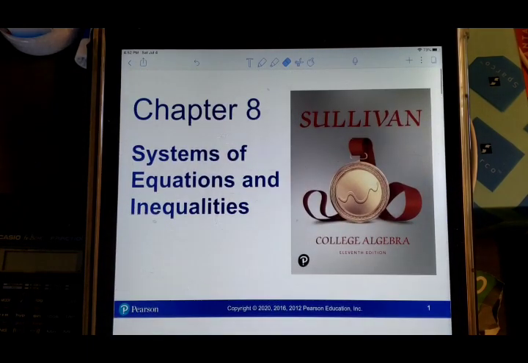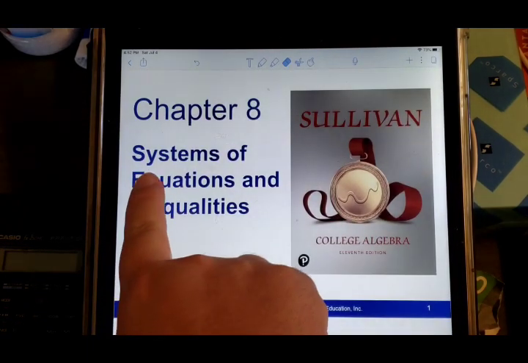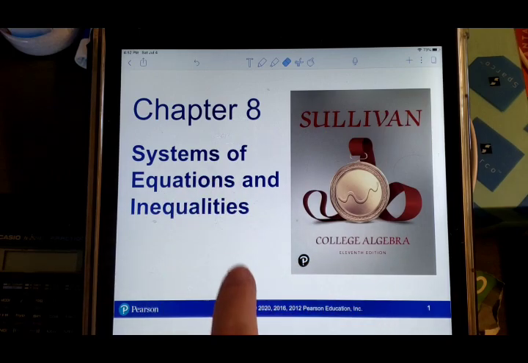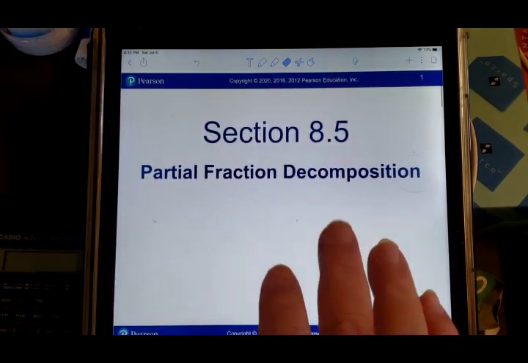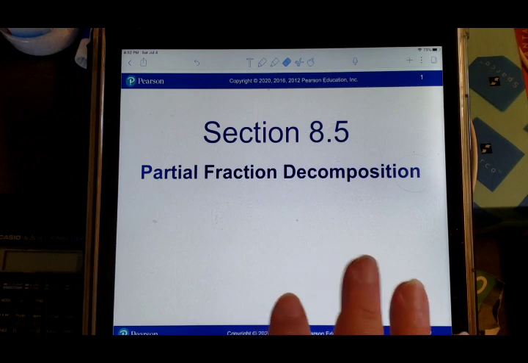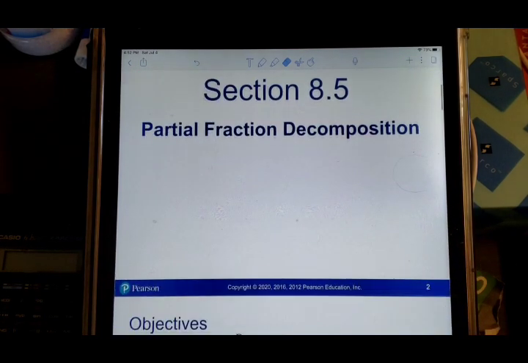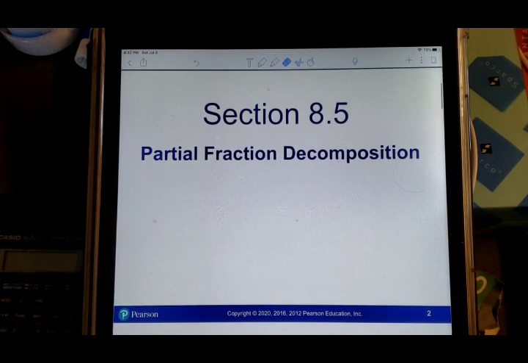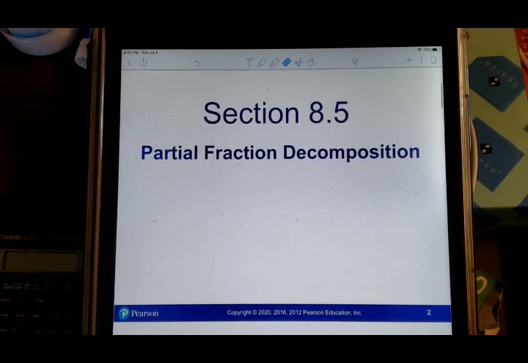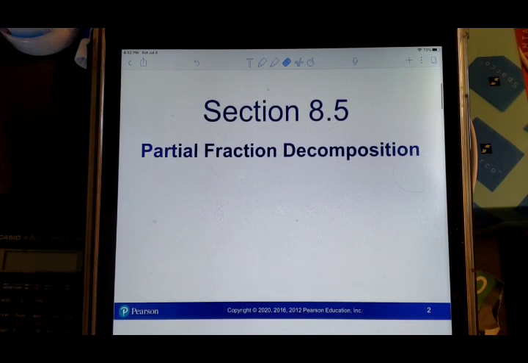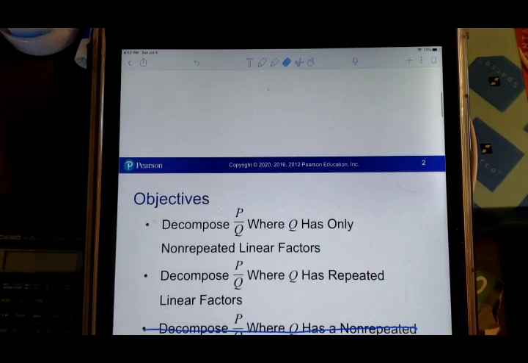It's part of chapter 8. By the way, notice the name of chapter 8, Systems of Equations and Inequalities. Not really. That's not really what partial fraction decomposition is. It's just that it can lead to a system of equations. And we'll talk about dealing with that.